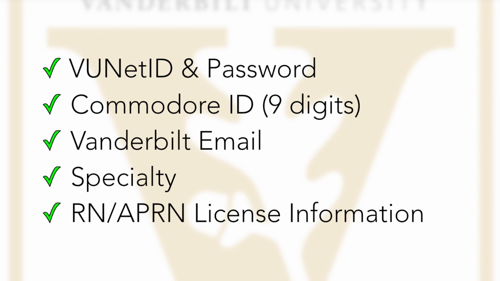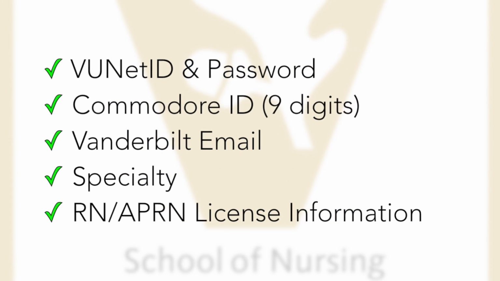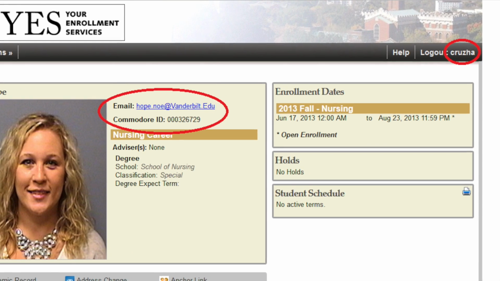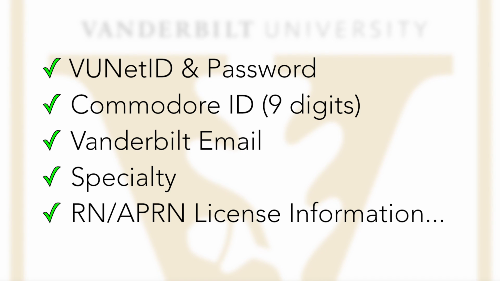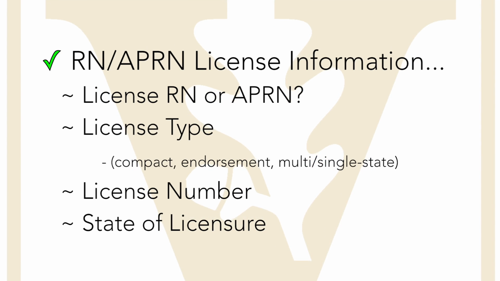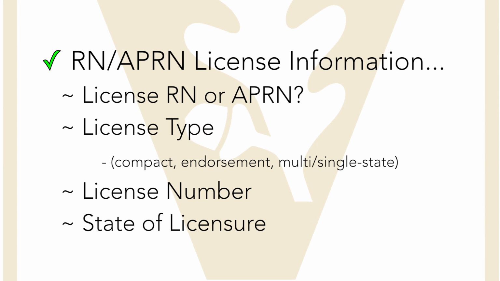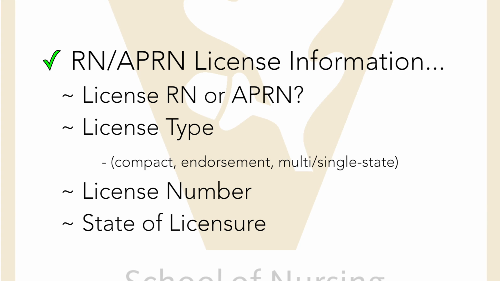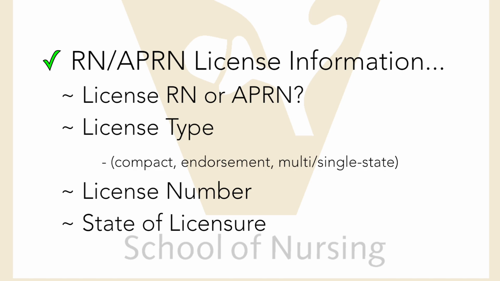Before starting an SPF, you will need your VUNet ID and password, Commodore ID number, all 9 digits, Vanderbilt email address, your specialty, and any RN or APRN license information, including your license type, RN or APRN, and also whether or not your license is a compact, endorsement, or multi-single state license. You also need your license number and the state of your licensure.